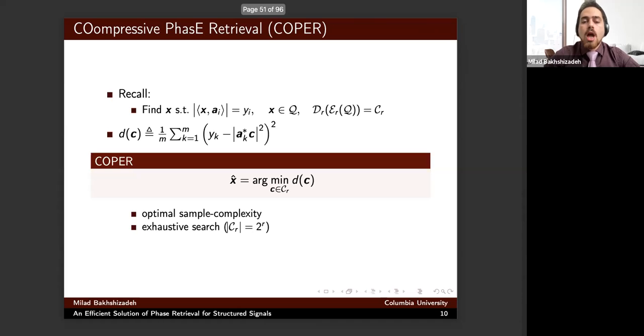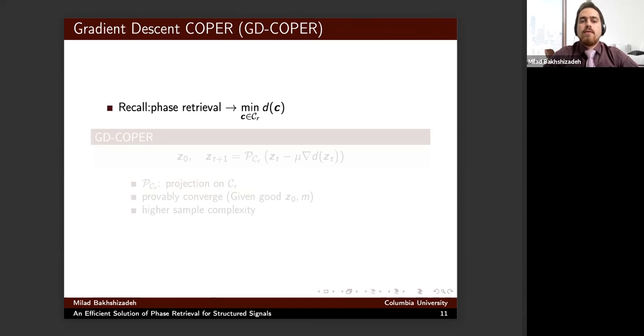However, to get the estimation of COPER, we need to solve this optimization problem over the set CR, which potentially has 2 to the power R elements. This is a combinatorial optimization problem, which is hard to solve. To overcome this difficulty, we also propose gradient descent COPER, or GD COPER for short.